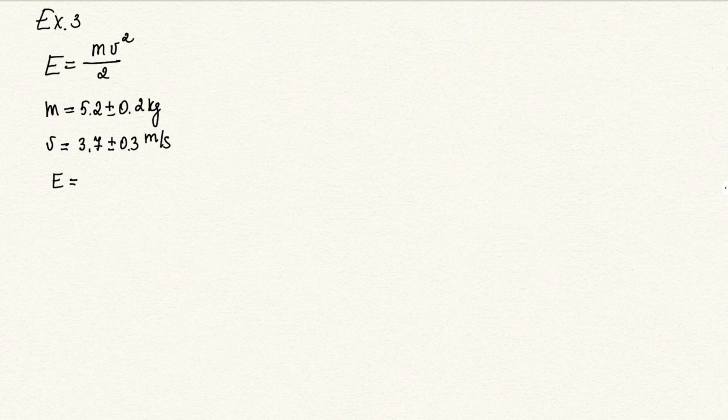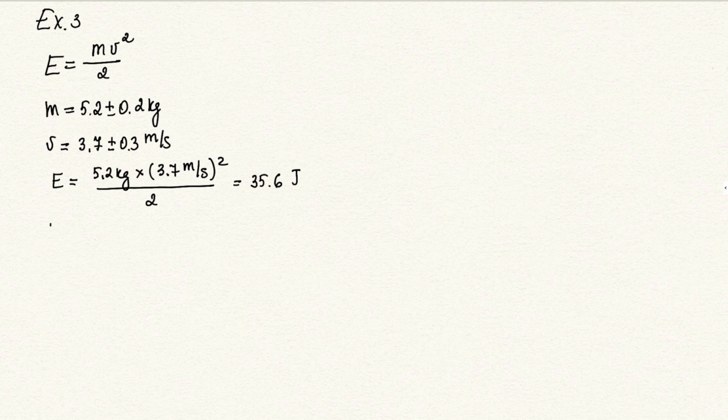Now first we'll calculate the energy, which is pretty straightforward. We're just going to plug in the numbers. So 5.2 kilograms times velocity squared, 3.7 meters per second squared, divided by 2. You can see I'm carrying out all my units just in case. And my energy is 35.6 joules.